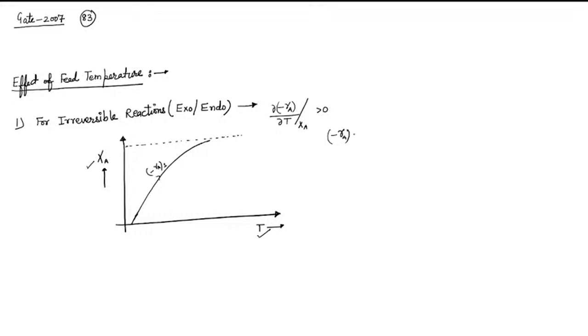Rate is a function of K and XA. K is a function of temperature. So rate is a function of temperature and conversion. We are drawing conversion versus temperature. So rate is constant along this curve. Understand na? I already told you this. So for reversible exothermic or endothermic reaction, the nature of the curve will be something like that.